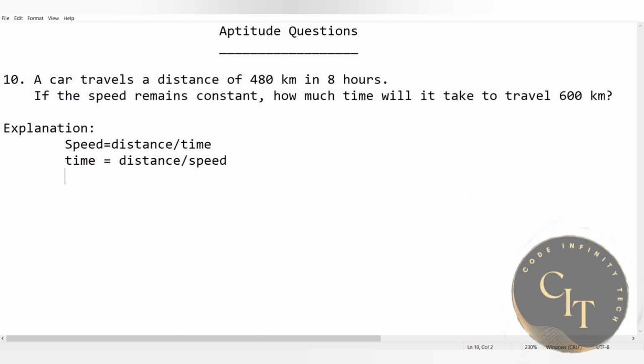So based on the question given, a car travels a distance of 480 kilometers in 8 hours. So you have to be careful here. Here the distance will be 600 kilometers. And again, the speed was not given directly; here it was given as 480 kilometers in 8 hours, so 480 by 8. So from this, the time to cover 600 kilometers was 10 hours.